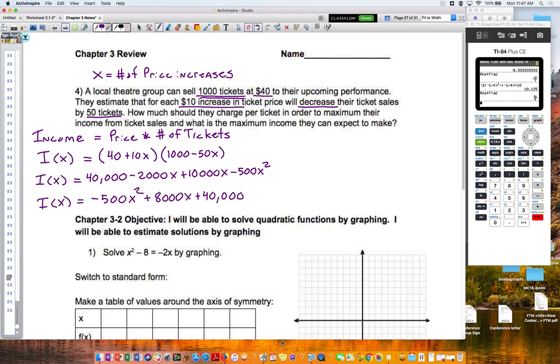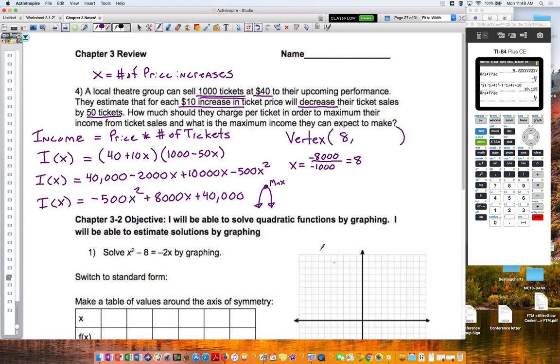My goal here is to find the maximum. Looking at this, because I know that a is negative, I know my vertex is a maximum. So I want to find that vertex value. It's going to tell me how many price increases I need to make, and it'll help me find the income. The first thing I want to do is x equals negative b, so negative 8,000 over 2 times negative 500, which is negative 1,000. So that tells me I need to make 8 price increases.